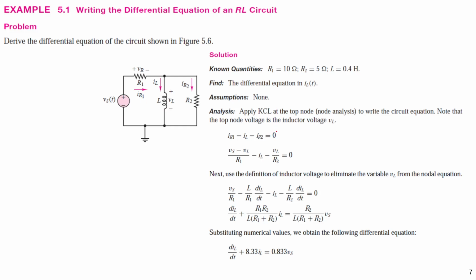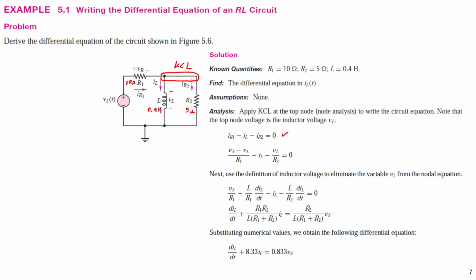Okay, let's see another example, an R and L circuit. In this circuit we have R1 is 10 ohm, R2 of 5 ohm, and L is 0.4 Henry here. So if we take KCL at this node, we get IR1 minus IL minus IR2 equal to 0.